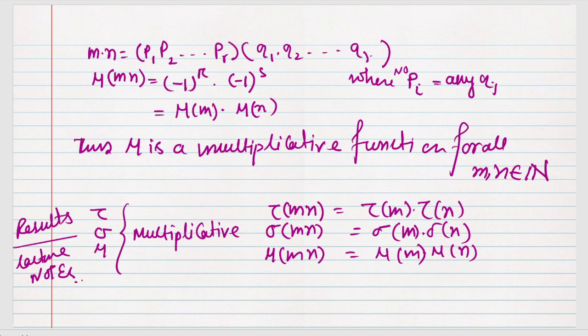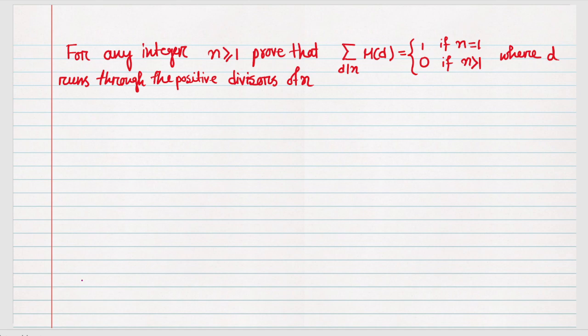So we move forward to our next question. Here it is saying that for any integer n greater than or equal to 1, we have to prove that the summation over d dividing n of mu of d equals 1 or 0: 1 if n equals 1, and 0 when n is greater than 1, where d runs through the positive divisors of n. Before starting our proof, let us check with an example.